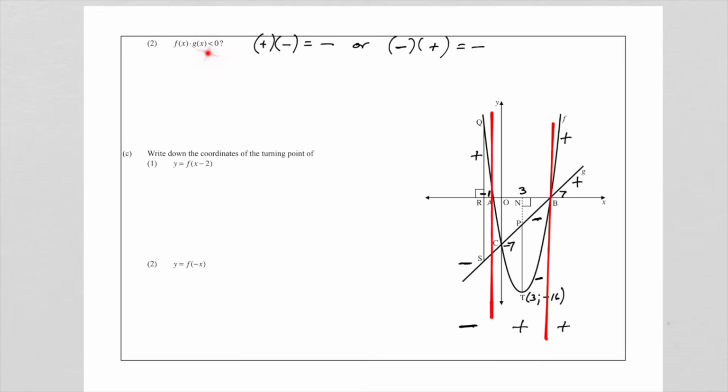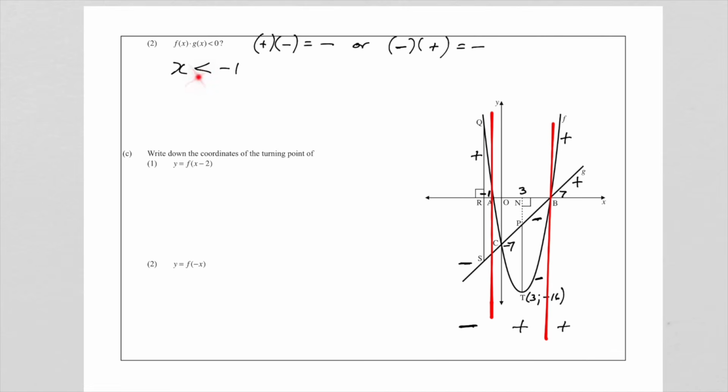Now, our question was, where is the product negative? So we said when the signs are different. As you can see, this is the only one where the product is negative, because in that interval the product is positive, in this interval the product is positive, and in this interval the product is negative. So we want those x values. We can write it down that x must be less than -1.